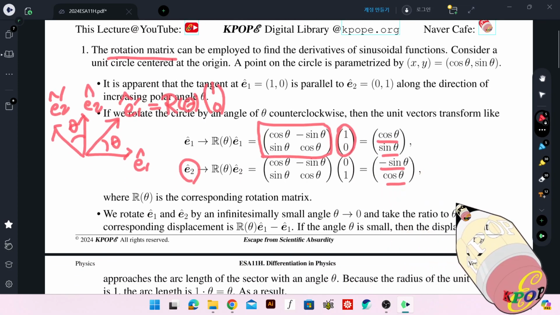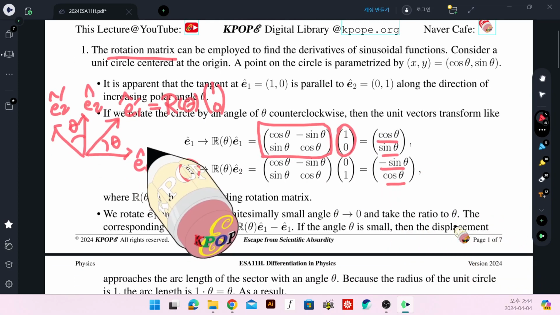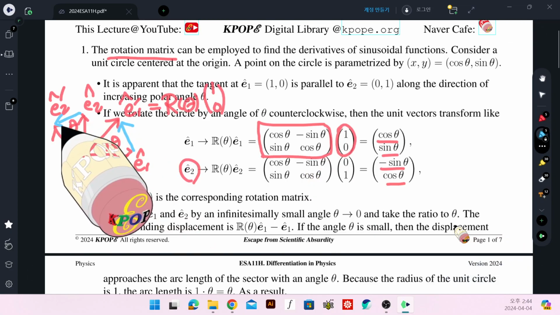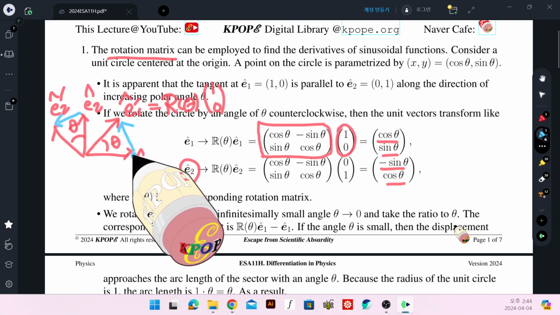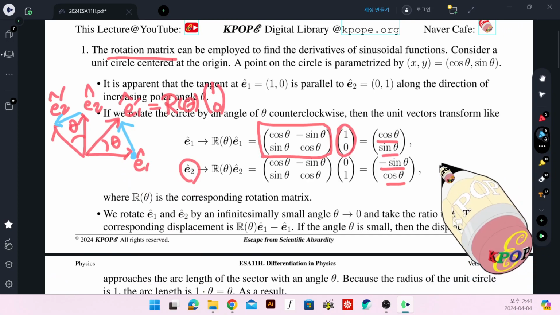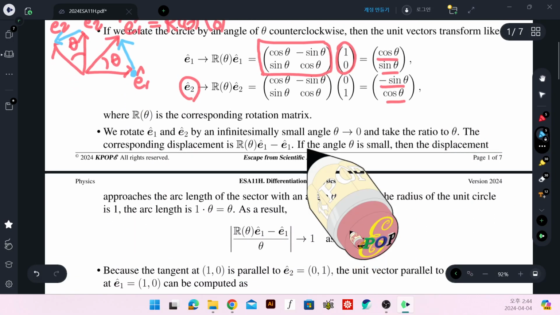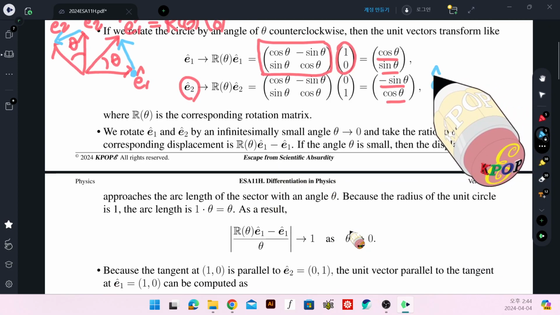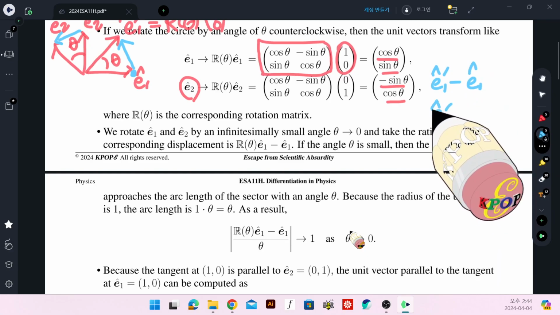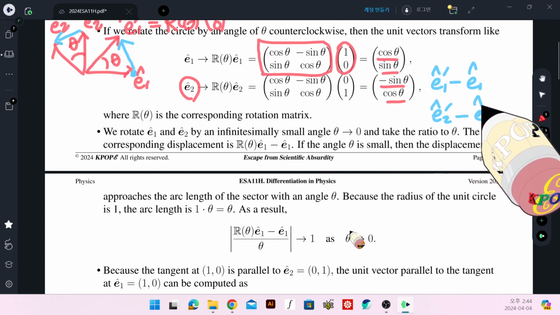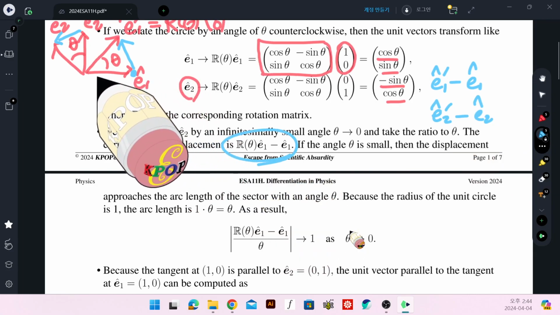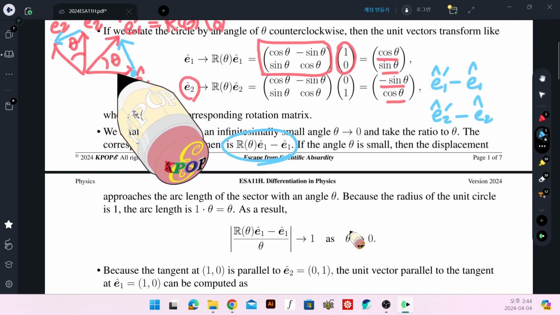We'd like to know what happens to the displacement of E1 and E2 from the initial stage to after the rotation. That can be computed by subtracting E1 hat from E1 prime and subtracting E2 hat from E2 prime. And this is the displacement of the unit basis vector along the x-axis during the finite rotation.